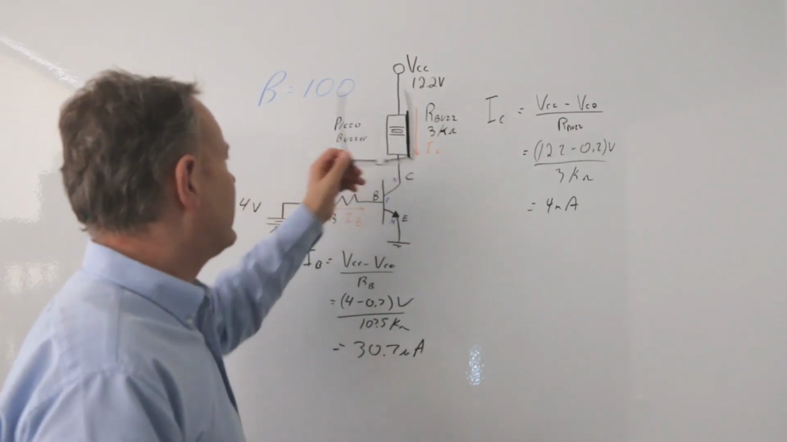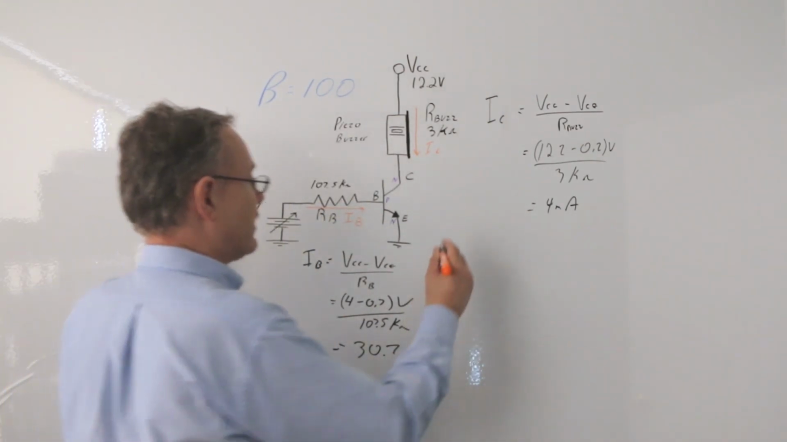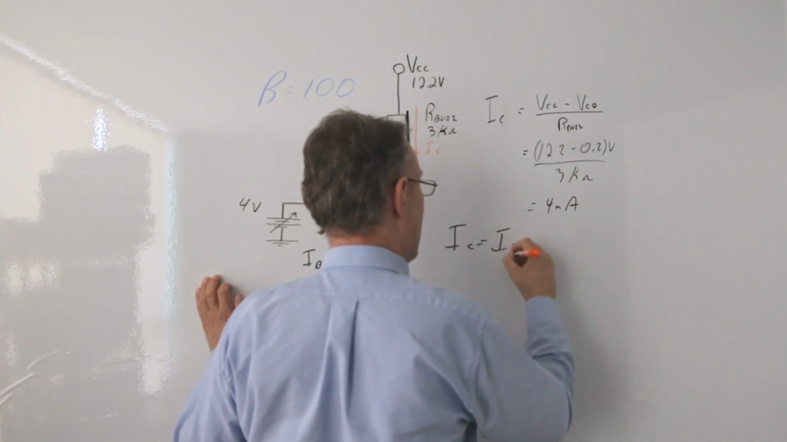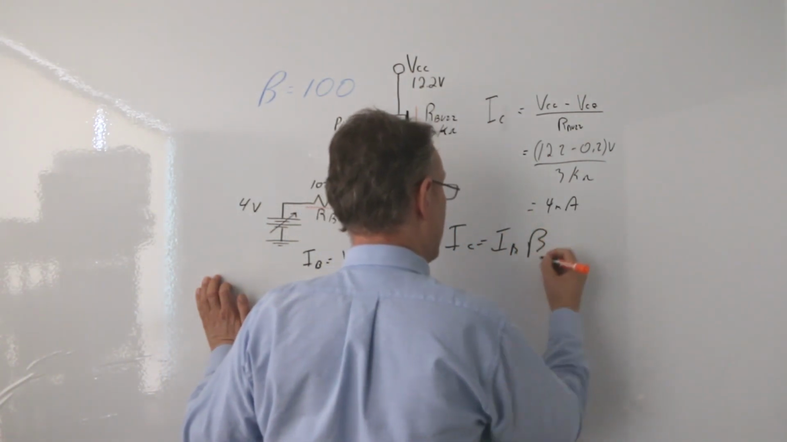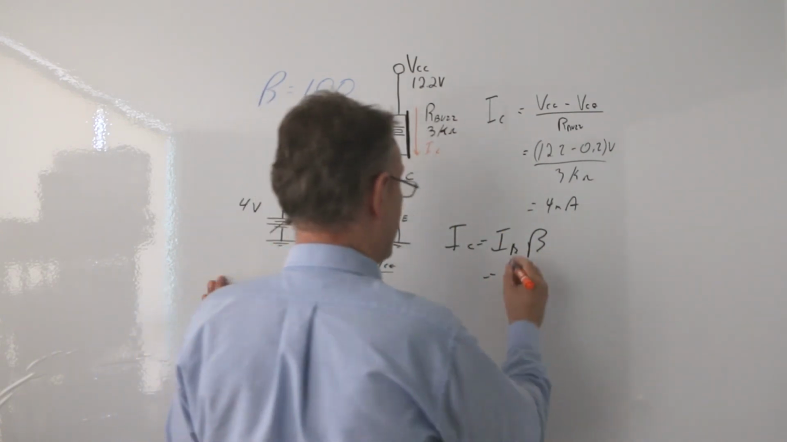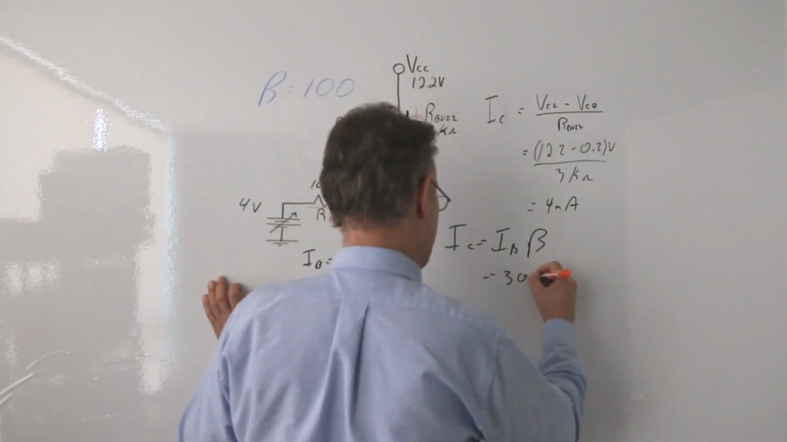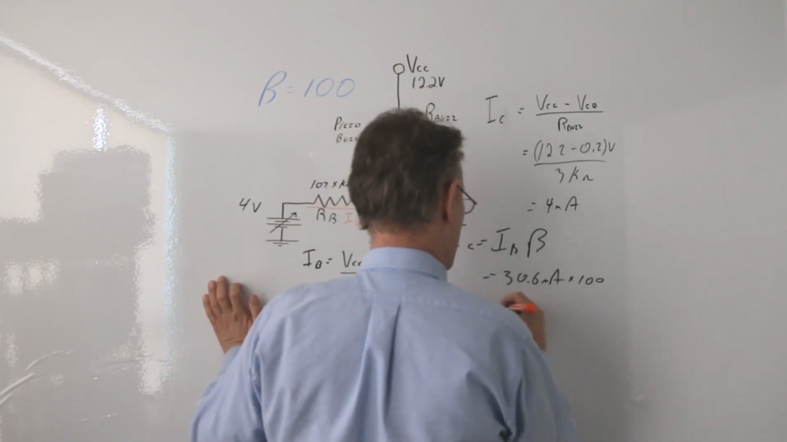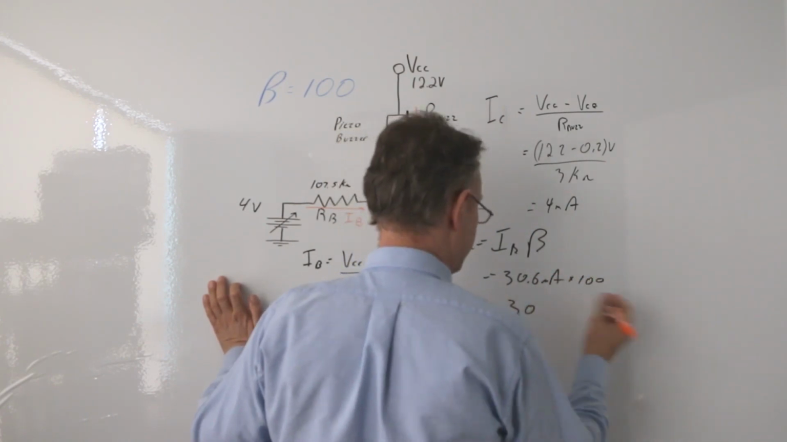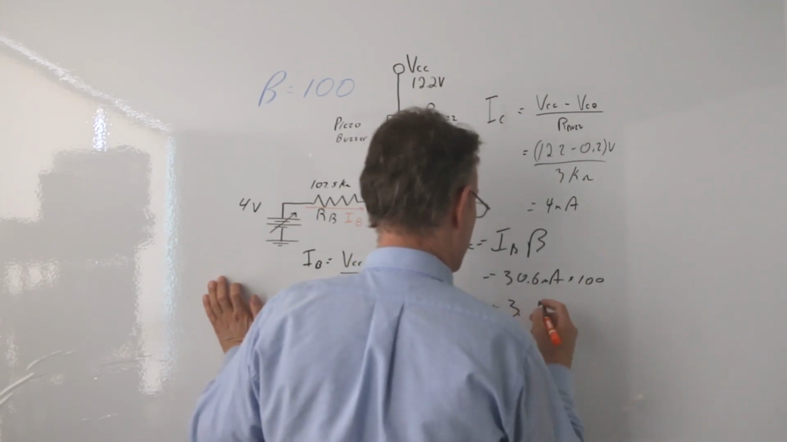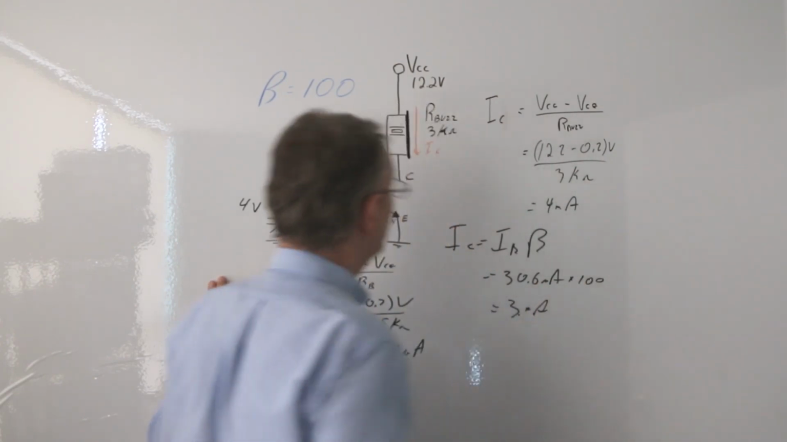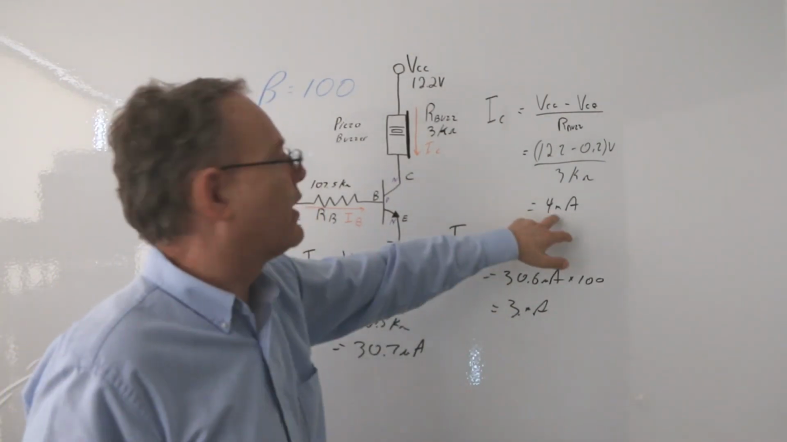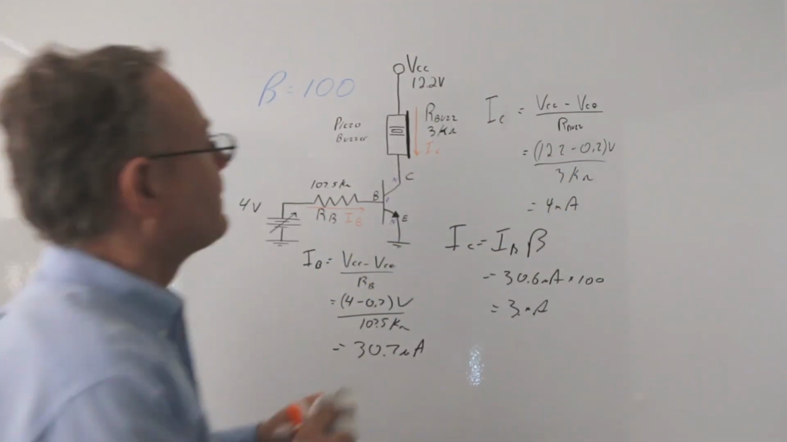Okay, check this out. To calculate that, all I do is take my standard formula, which is IC equals IB times beta, and then I'm going to throw my numbers in. My IB is 30.6 microamps times 100, which is 3.06 milliamps. I'm just going to go with 3 milliamps. Okay, good. So now I've got 3 milliamps going through here. Before I had 4 milliamps. Let's get rid of that.